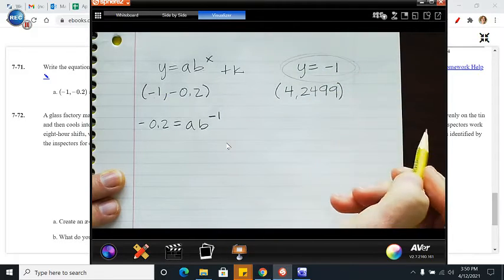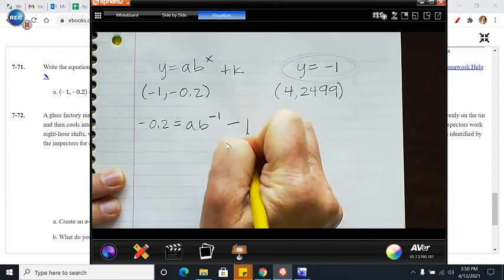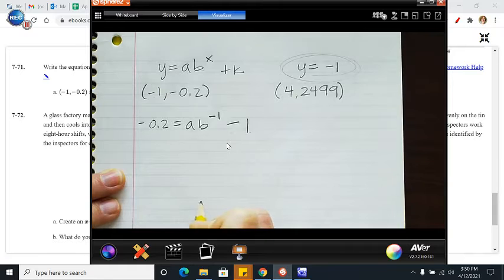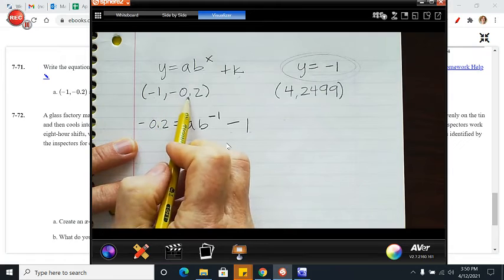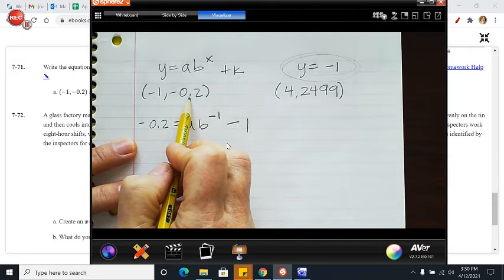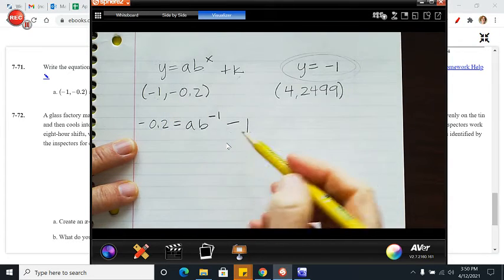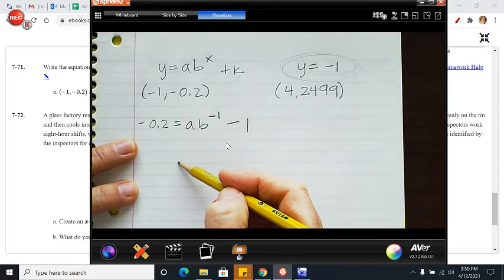But we have to include this asymptote, and that's the part that I was leaving off. You could put plus -1 or -1. That is where it's going to level off. So I'm going to plug in -0.2 for y, -1 for x. I'm going to solve for a.